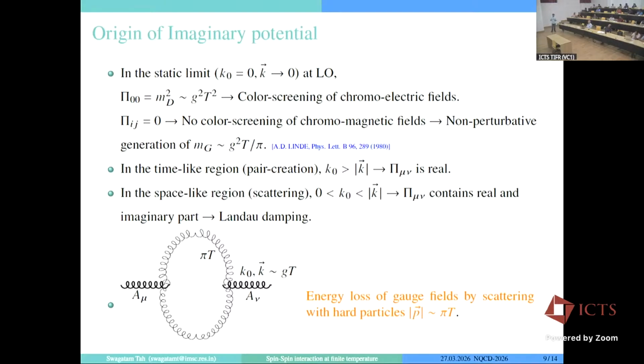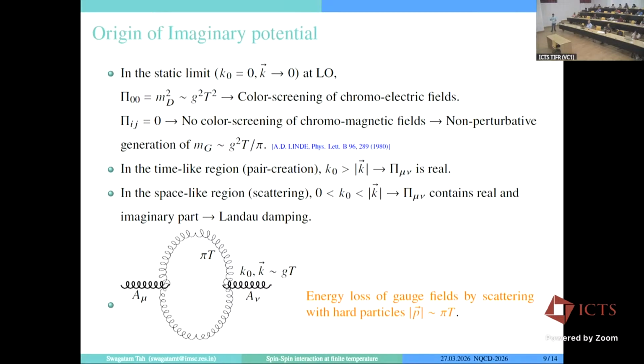If we calculate this self-energy correction in the static limit, where the energy is taken to be 0 and momentum tends to 0, at leading order we get Pi_00, the self-energy correction for color electric fields. This gets m_D squared, which is of the order of g squared T squared. So the chromoelectric fields will be screened because they get a mass of the order of temperature. But the self-energy correction of the color magnetic fields, Pi_ij, remains 0 at leading order. So this suggests there is no color screening of the chromomagnetic field; they would never be screened.